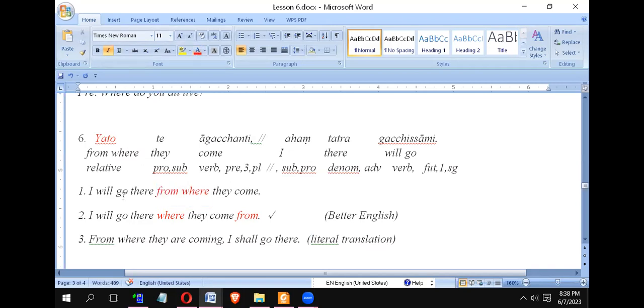So that's why you can write number 1, then number 2, and then you try number 3, then you compare. You compare which one is better English. Because ultimately your translation will be read by somebody who doesn't want to read the Pali, they just want to look at the English. So if they think number 2 is better, then number 2.